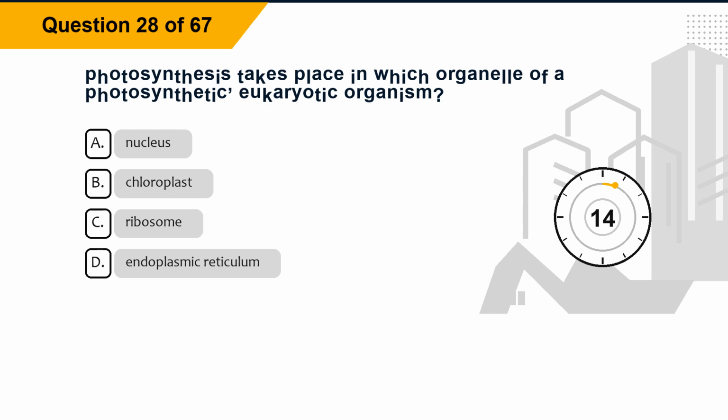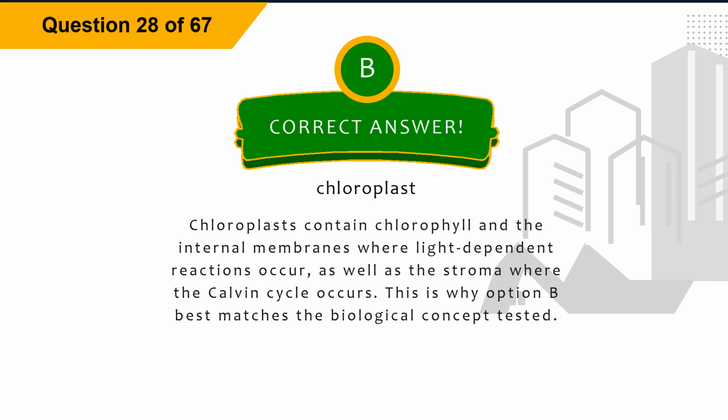Question 28. Photosynthesis takes place in which organelle of a photosynthetic, eukaryotic organism? Option A, nucleus. Option B, chloroplast. Option C, ribosome. Option D, endoplasmic reticulum. The correct answer is option B, chloroplast. Explanation. Chloroplasts contain chlorophyll and the internal membranes where light-dependent reactions occur, as well as the stroma where the Calvin cycle occurs. This is why option B best matches the biological concept tested.